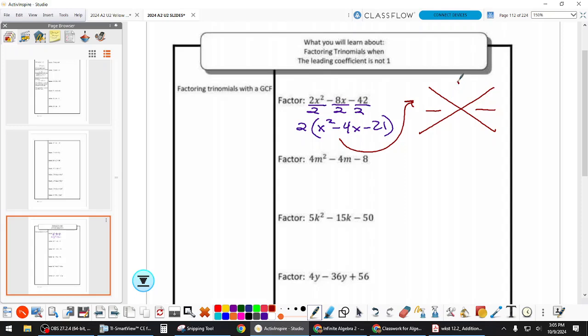And so a times c is negative 21, b is negative 4, and a is 1. So we're looking for factors of negative 21 that add up to negative 4. And you can go through your list. 2 doesn't work. 3 and 7. Oh, hey, 3 and 7 can make 4. Okay, be careful with your sign. We want negative 4, so 7 has to be negative.